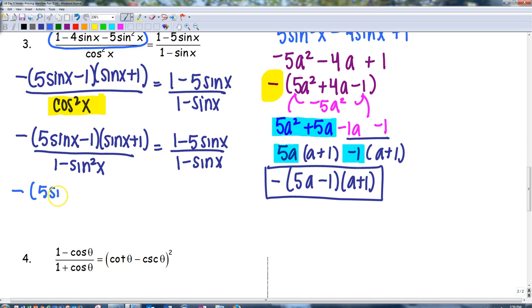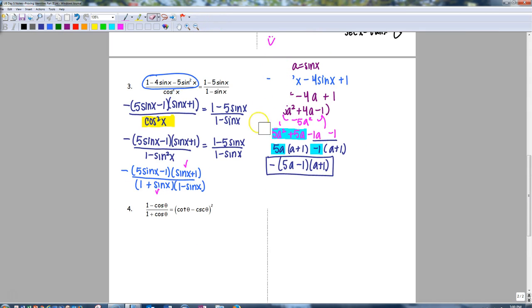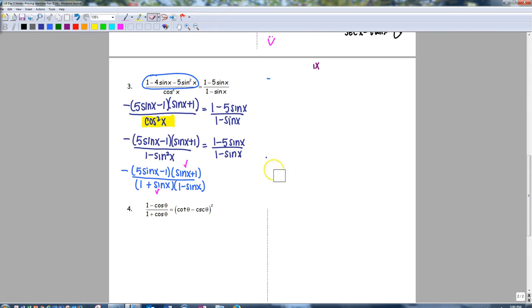This is another situation that I hope you have written smaller than I have. So this will be 1 plus sine of x, 1 minus sine of x, and your sine of x plus 1s will cancel. And I am just going to erase this to give me more room.